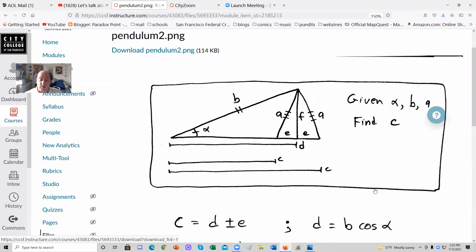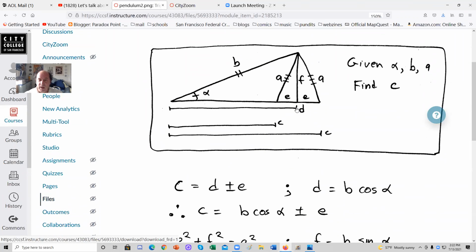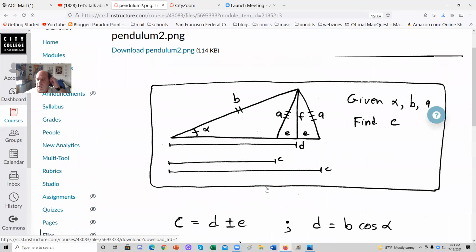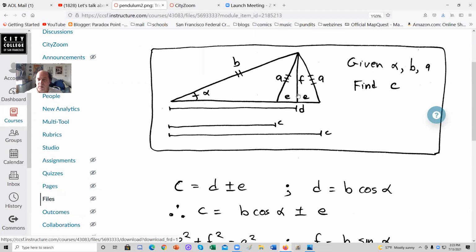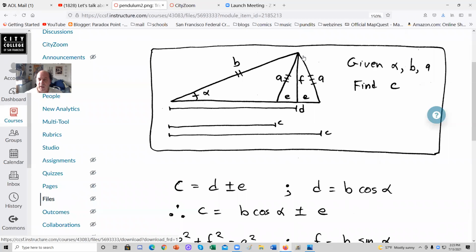That's in the two-solution case. C is D plus or minus E. D, well, that's easy enough from this right triangle here with hypotenuse B and angle alpha. D must be B cosine alpha. So C is B cos alpha plus or minus E. To find E, well, E squared plus F squared equals A squared. F is the opposite side of this hypotenuse B with an angle alpha. So F equals B sine alpha.